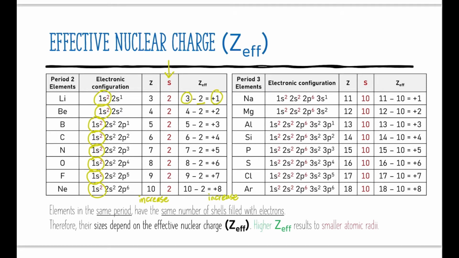This is similar to period 3 elements. However, they have more inner electrons because these are the inner electrons. So the effective nuclear charge is the proton number minus 10 for each of the elements in period 3. Remember that elements in the same period have the same number of shells filled with electrons. Therefore, their sizes depend on the effective nuclear charge, or ZEF. Higher effective nuclear charge will result in smaller atomic radii.